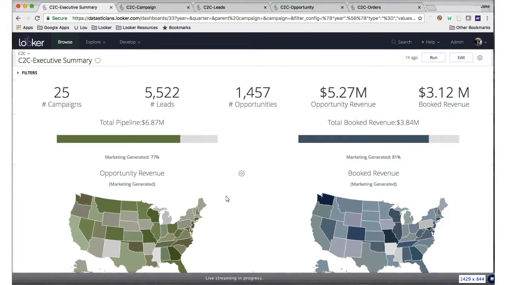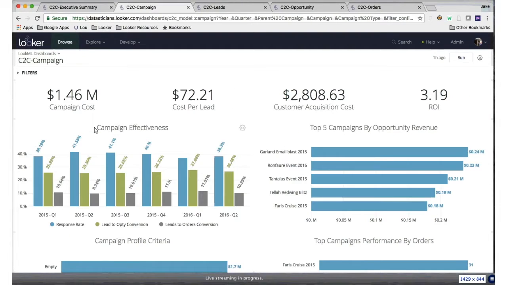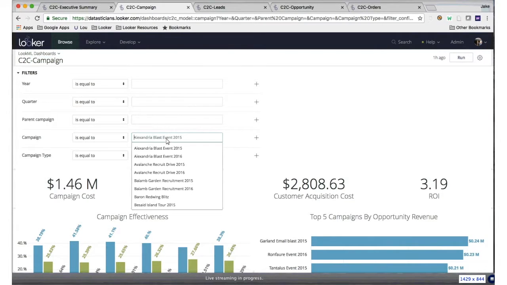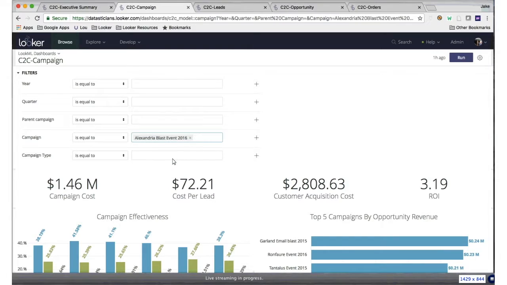From here, I can also actually drill into a campaign details dashboard. So if I click on this, I'm led to a new dashboard that's really designed to tell me about my campaigns. So right now, this is about all of my campaigns together. So we've got total cost and aggregate cost per lead, ROI. But if I wanted to look at something in particular, we saw that Avalanche Blast event 2016 was kind of our most revenue, got us the most booked revenue. So I can run a filter on that.